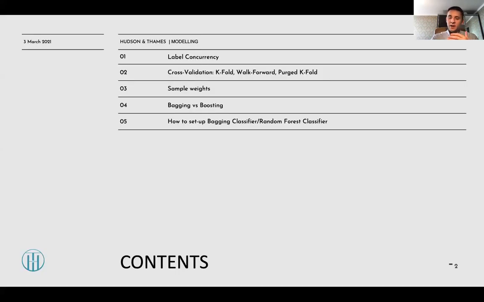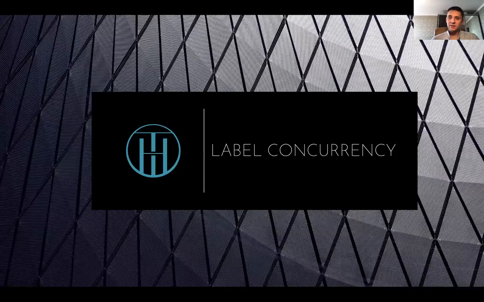So in this lecture, we will discuss such topics as label concurrency, cross-validation, sample weights, bagging versus boosting techniques, and actually how to set up a bagging classifier or random forest classifier if you would like to solve financial machine learning type of problems. But let's start with label concurrency. This concept is extremely important in financial machine learning because it is used in so many algorithms and cases when you try to build a financial machine learning model.